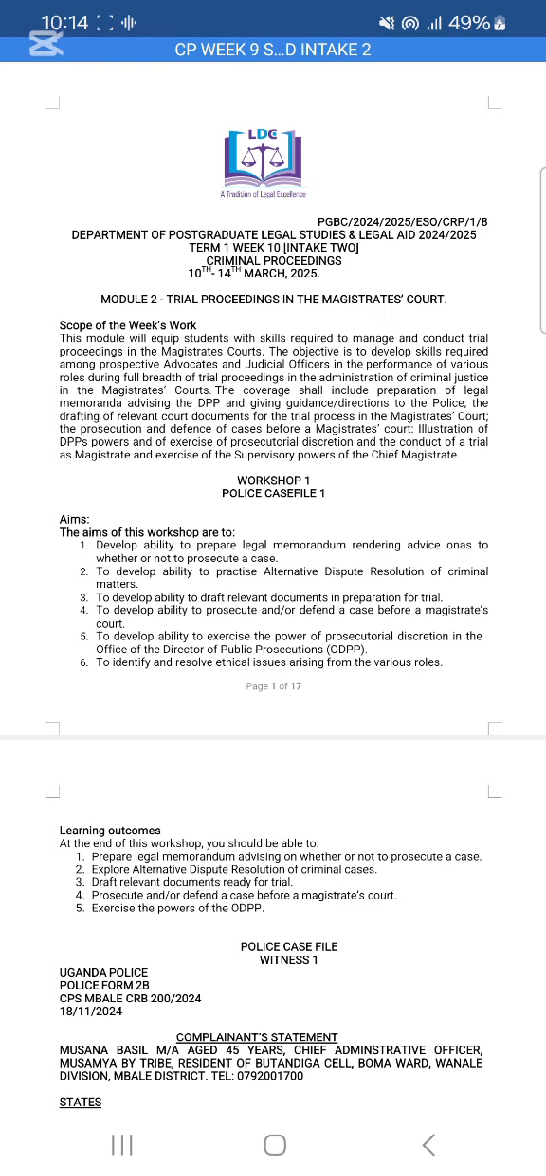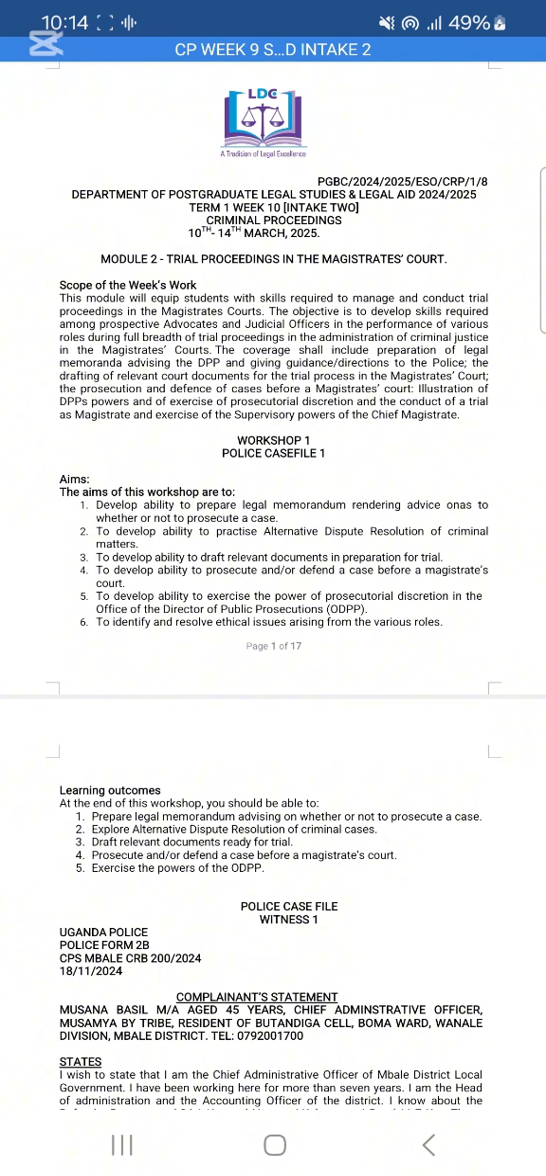The objective is to develop skills required among prospective advocates and judicial officers in the performance of various roles during full-blown criminal trial proceedings in the administration of criminal justice in the magistrates courts. So basically this is what I was trying to talk about. If the accused has been brought to court and it's a process of plea-taking, how do you go about that?